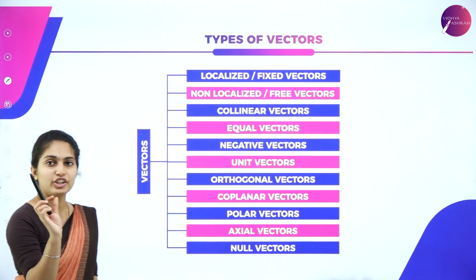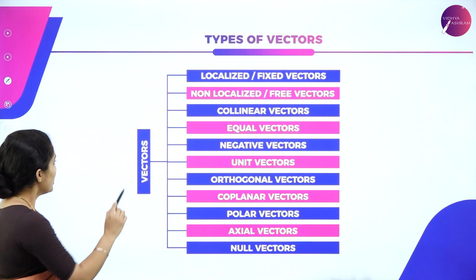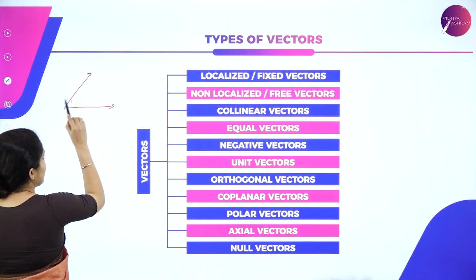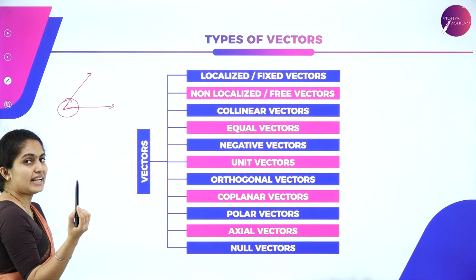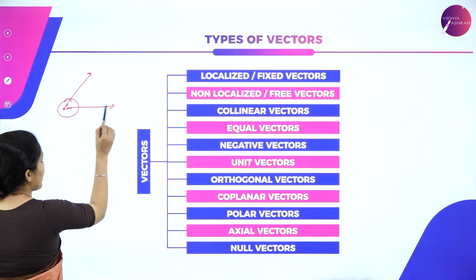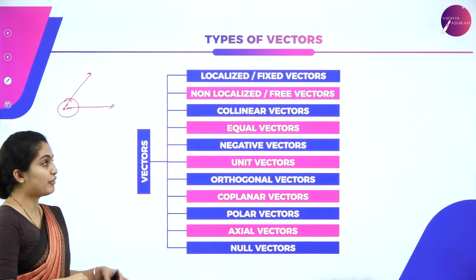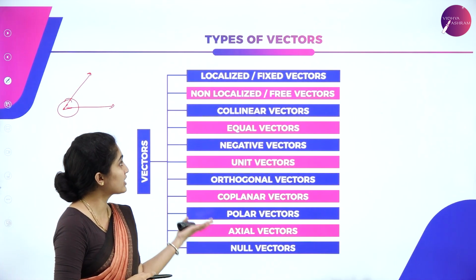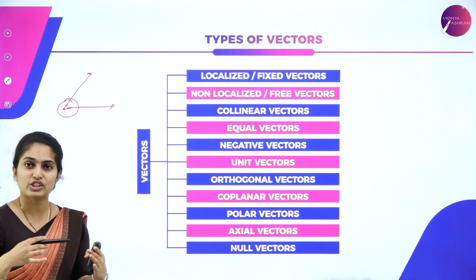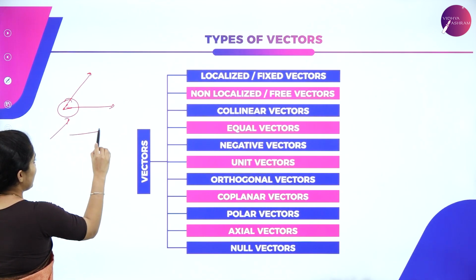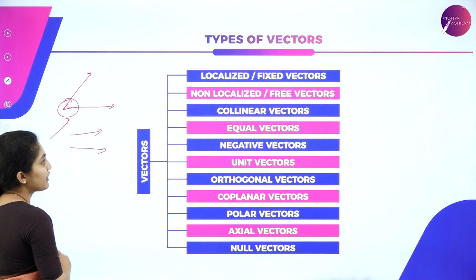That means its point of intersection is free. Okay. Fixed vectors will have a fixed point over here, one head and tail method. This is a tail, arrow is a head, so its tail will be fixed. That is called localized or fixed. Non-localized or free vectors are free to move. Vectors will be very much free. It will not have fixed tails.